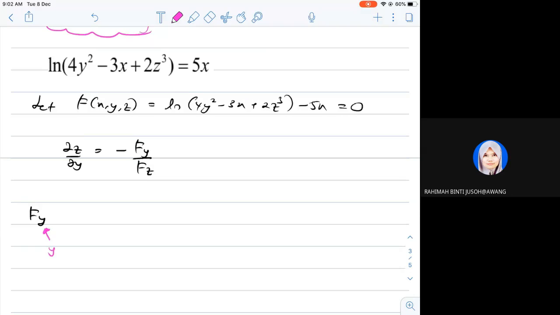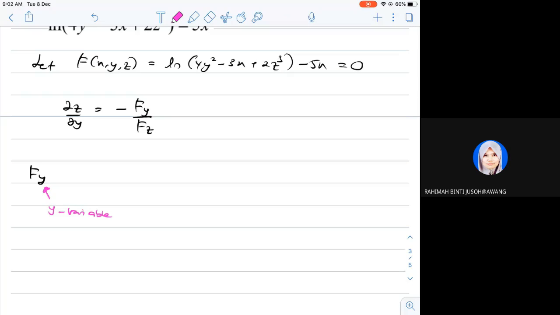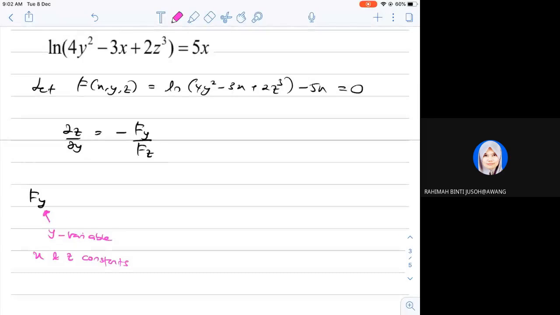Okay, let's proceed. Y is the variable. And then what are the constants? What are the constants now, if Y is the variable? X and Z. Yes, X and Z are the constants. So we differentiate with respect to Y.